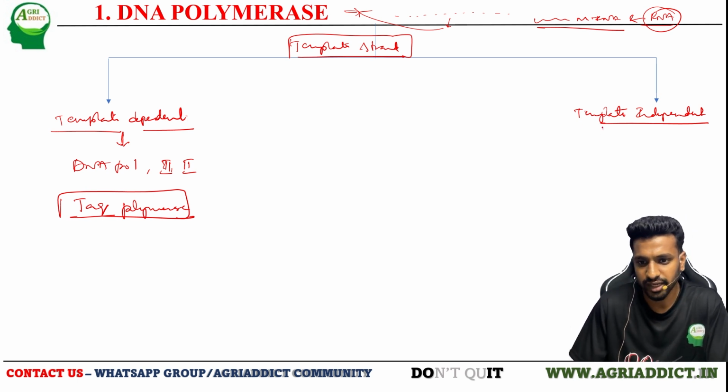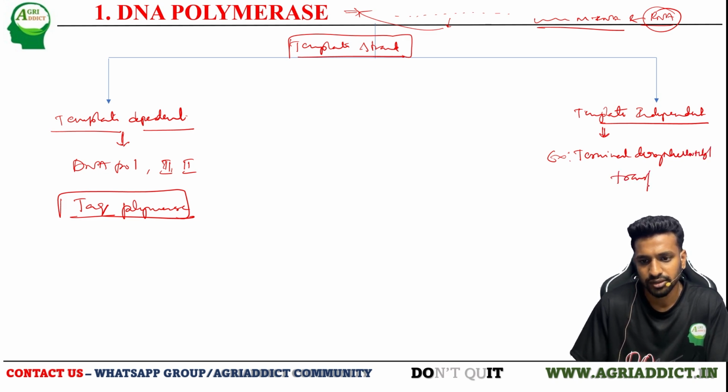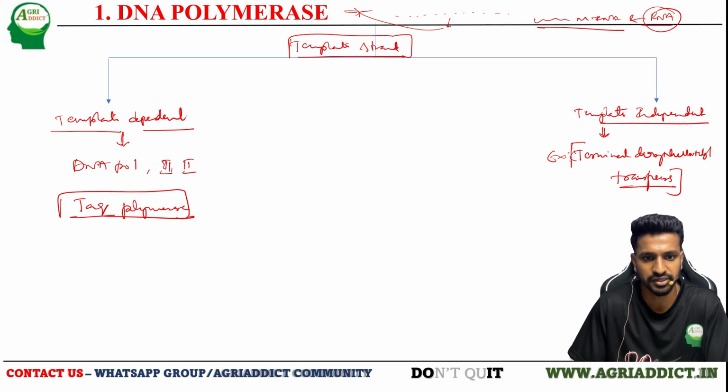So the other category is template independent. The examples for the template independent, there is one important example, which is terminal deoxynucleotidyl transferase. So we will discuss its activity in the upcoming slides, but for now just remember this example. It is terminal deoxynucleotidyl transferase. So these are the broad categories under DNA polymerase based on whether they require the template or not.